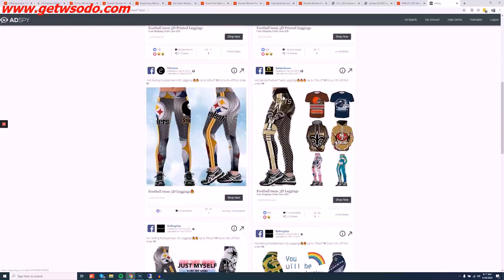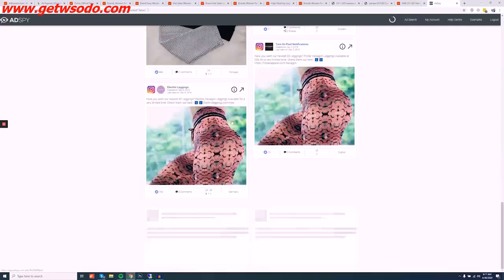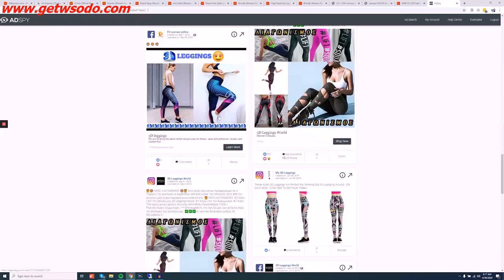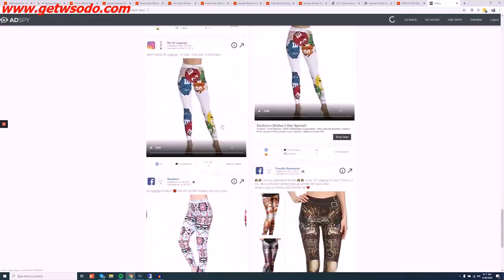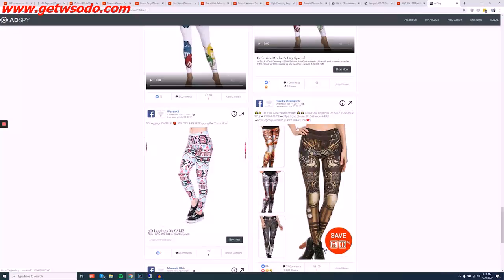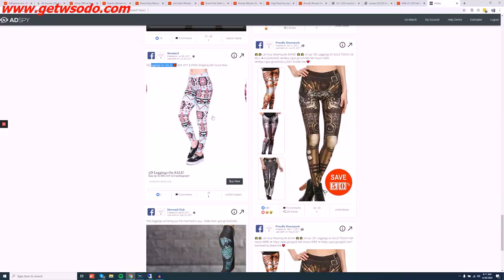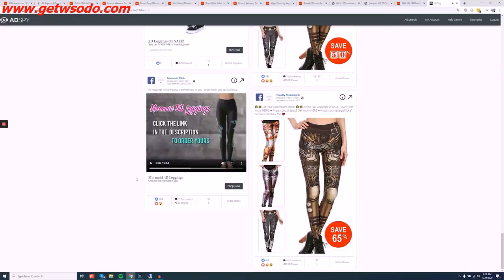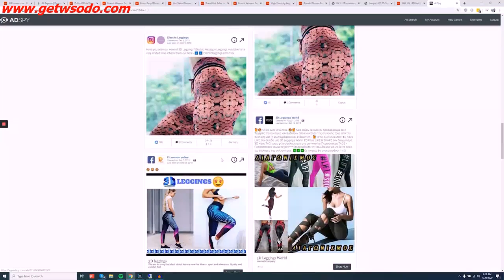So we see these 3D football leggings. These are some, I don't know what kind of leggings these are. They're definitely not the same leggings, but it does seem like there's a lot of people selling different types of leggings. We got steampunk leggings. I think these were the 3D leggings that we saw earlier. There's mermaid leggings. So yeah, it seems like there's a lot of people trying to sell these leggings.